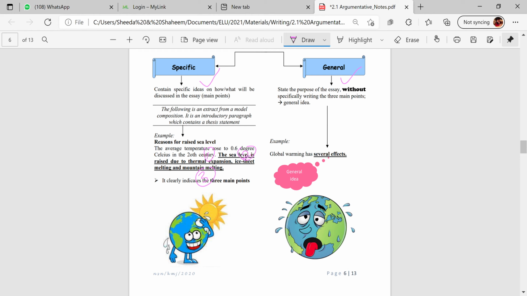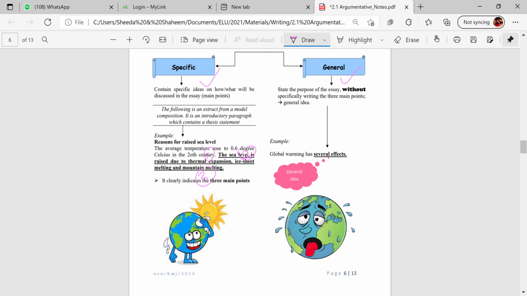However, a general thesis statement is when you write it in general terms. For example, global warming has several effects. Okay, the usage of general terms such as several effects, several ways, many reasons, many ways, and so forth is considered a general thesis statement. So which one is better, specific or general?